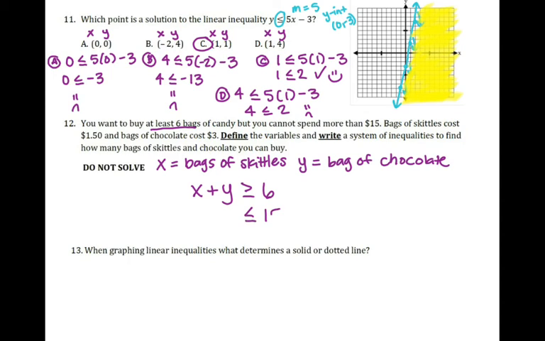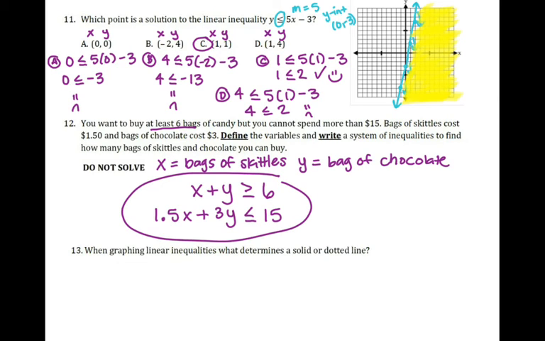But I cannot spend more than $15. So $15 is the maximum that I can spend, so I need to spend either $15 or less than that. That's why I drew a less than or equal to. The bag of Skittles costs $1.50, so I have 1.5x, plus chocolates is $3, so 3y is less than or equal to 15, and there's your system. And it says don't solve. You would have to graph it anyway in order to solve.